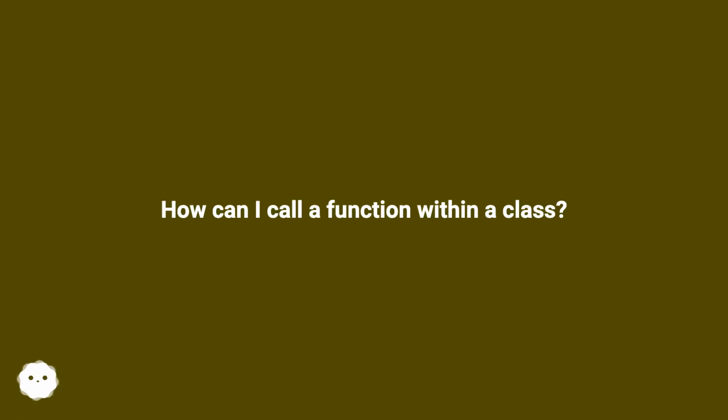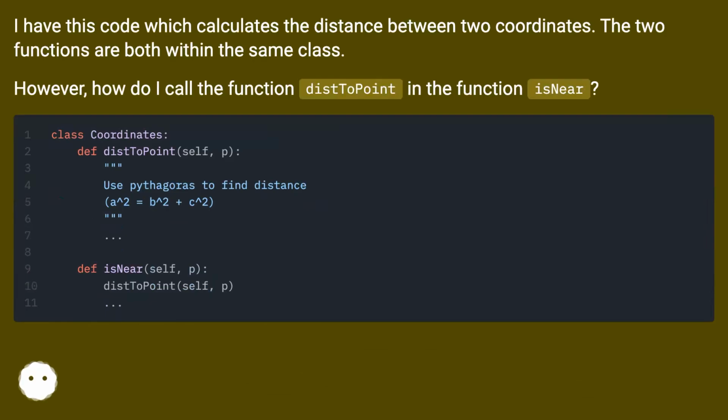How can I call a function within a class? I have this code which calculates the distance between two coordinates. The two functions are both within the same class. However, how do I call the function distToPoint from the function isNear?